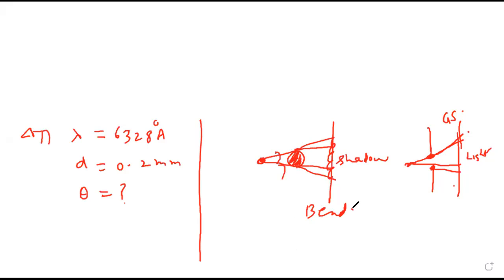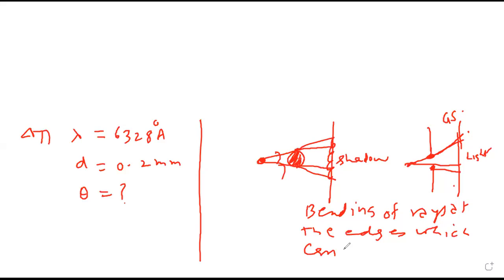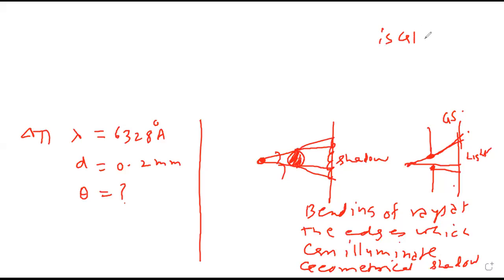Bending of rays at the edges, which can illuminate geometrical shadow, is called as diffraction.